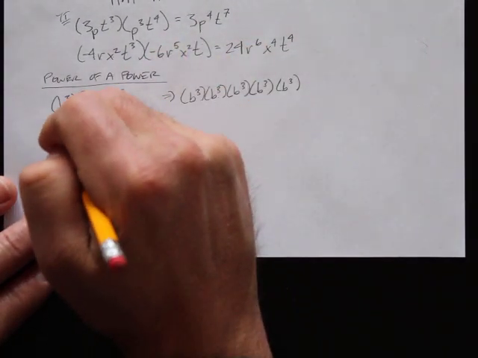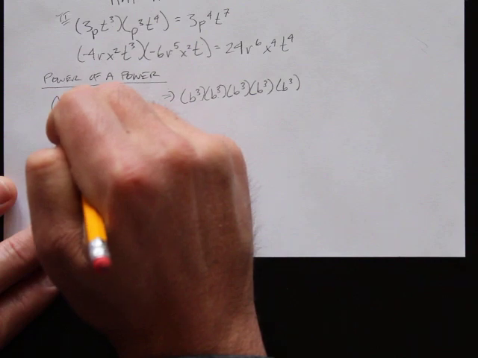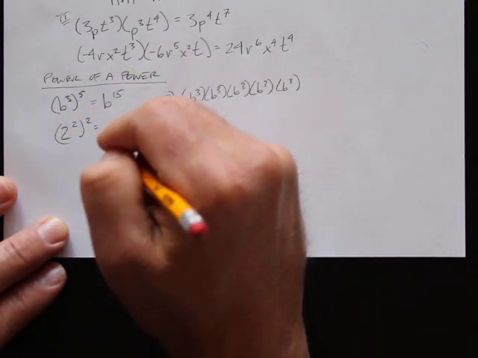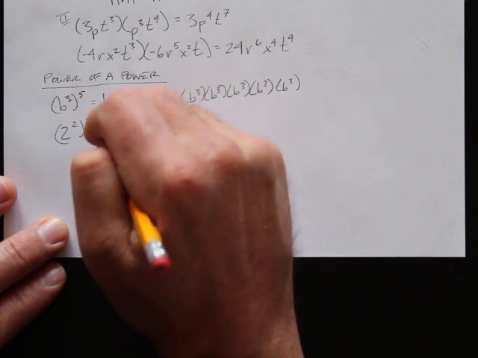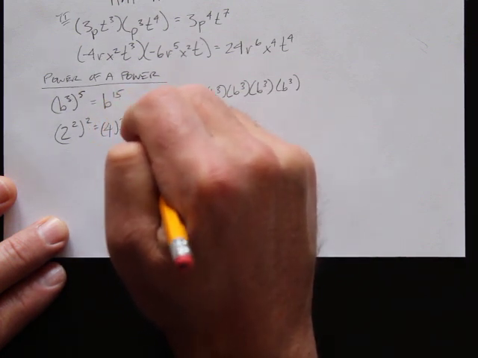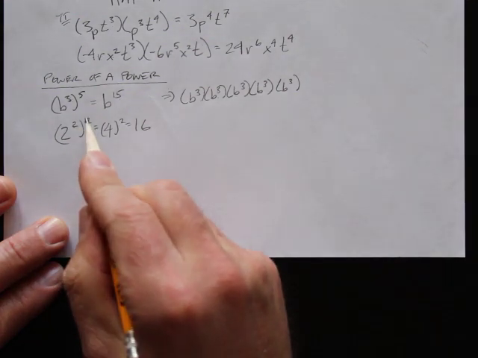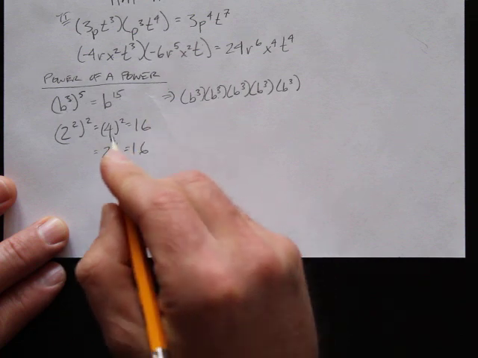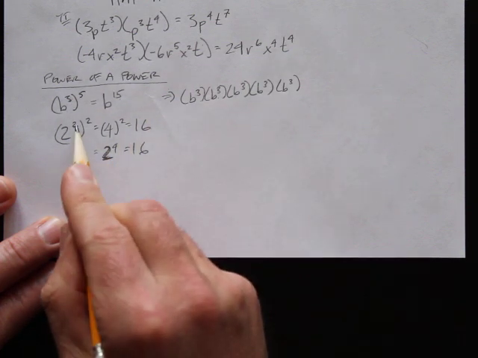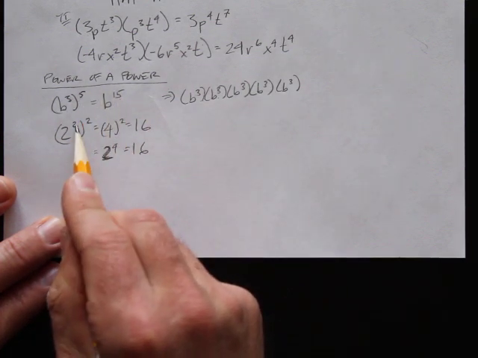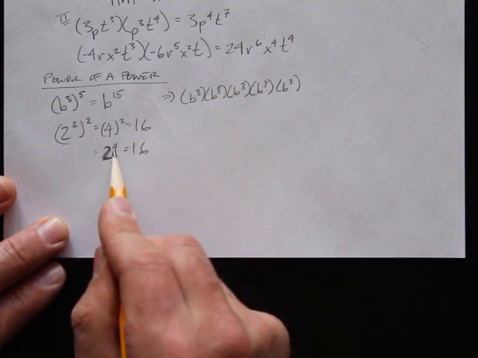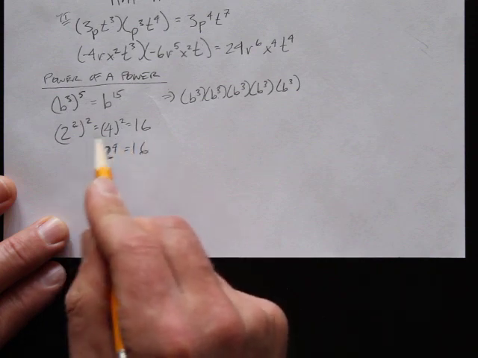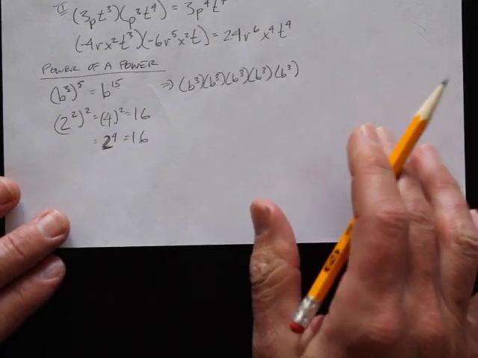So here, let's try this one. 2 squared squared equals 4 squared, which is 16. Or 2 to the fourth power, which equals 16. Either way, if we're looking at this rule here, 2 times 2 is 4. 2 to the fourth power is 16. So either way you wanted to do this kind of a problem, you could do it that way.